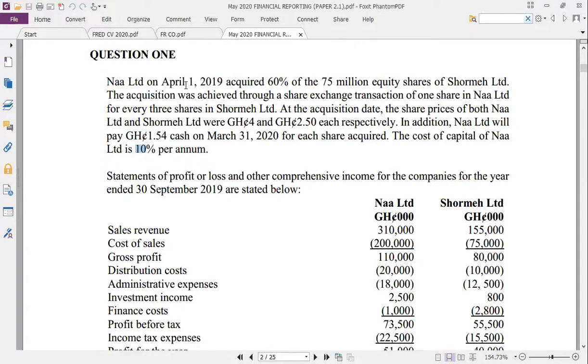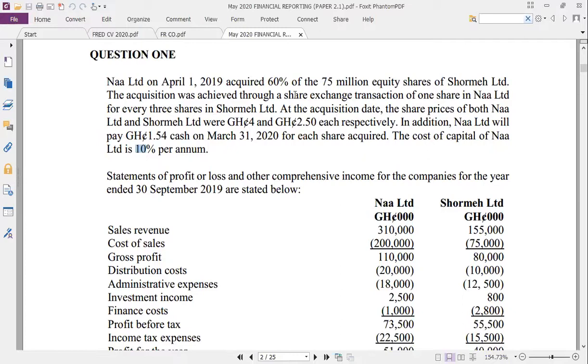Now, let me tell you, on April 1st 2019, JDM acquired 60% of what? 75 million equity shares of Showman. So that's JDM acquired what? 75% of. Yeah, so that was the similar one. Equity shares of Showman Limited.